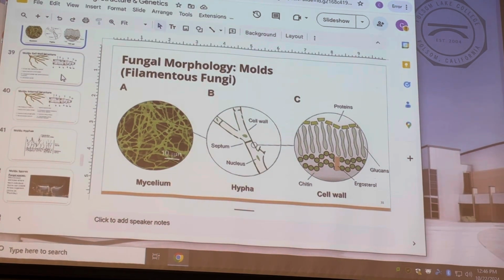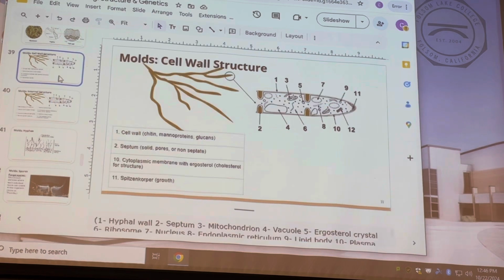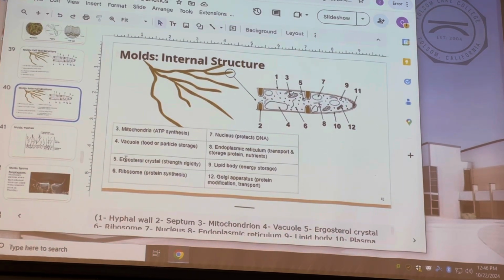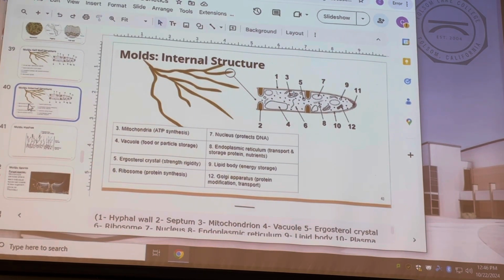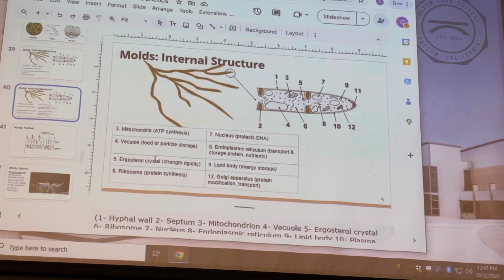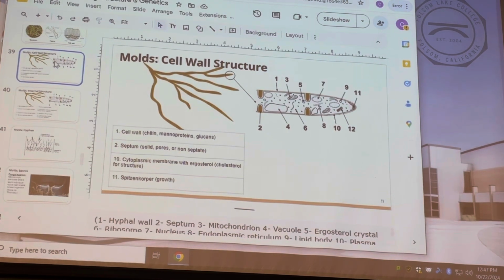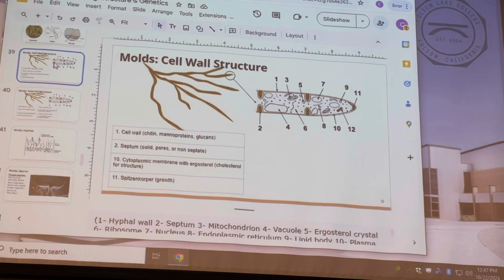So molds, they have the hyphae, mycelium, we talked about that. They have the same structures as yeast, except they also have a Spitzenkorper that will dig into rigid structures for growth, which is bad for our patients. The only difference internally from our other organisms is they have these ergosterol crystals. I don't really care if you know that. Yeah? What about the cell walls? Are they the same materials? The cell wall between a yeast and a mold is the same. Okay. Yes.